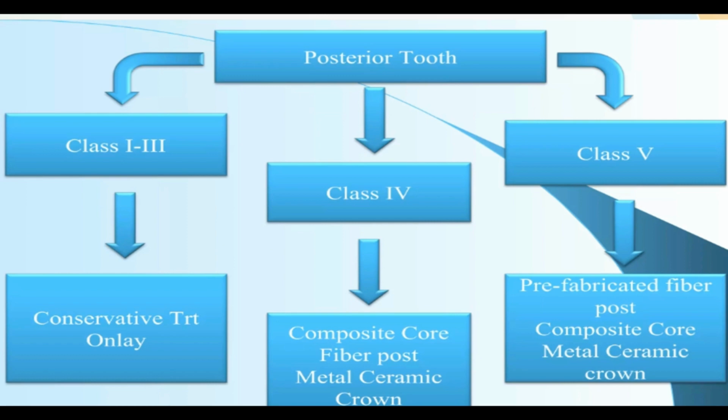Next, posterior tooth, class 1 to class 3: conservative treatment only. For class 4: composite core, fiber post, metal ceramic crown. For class 5: prefabricated fiber post, composite core, metal ceramic crown. Thank you.